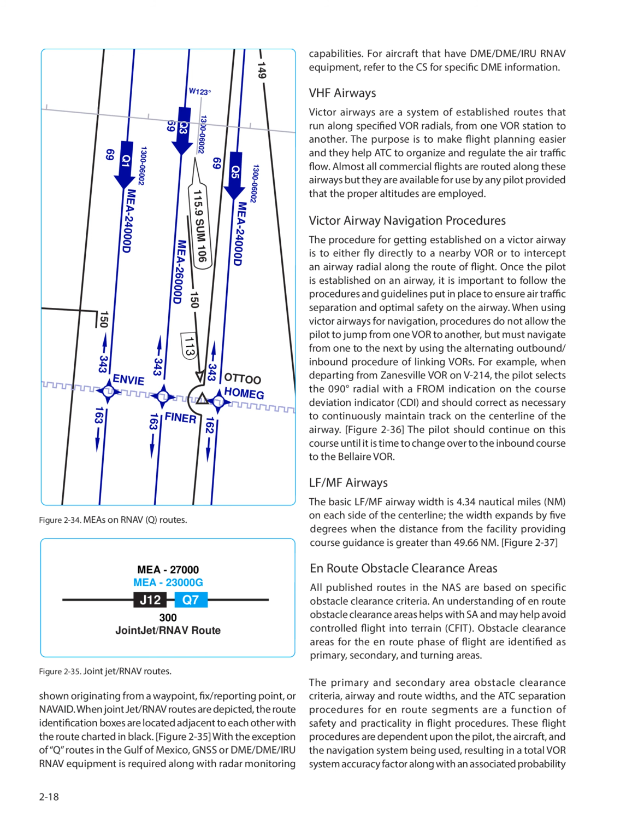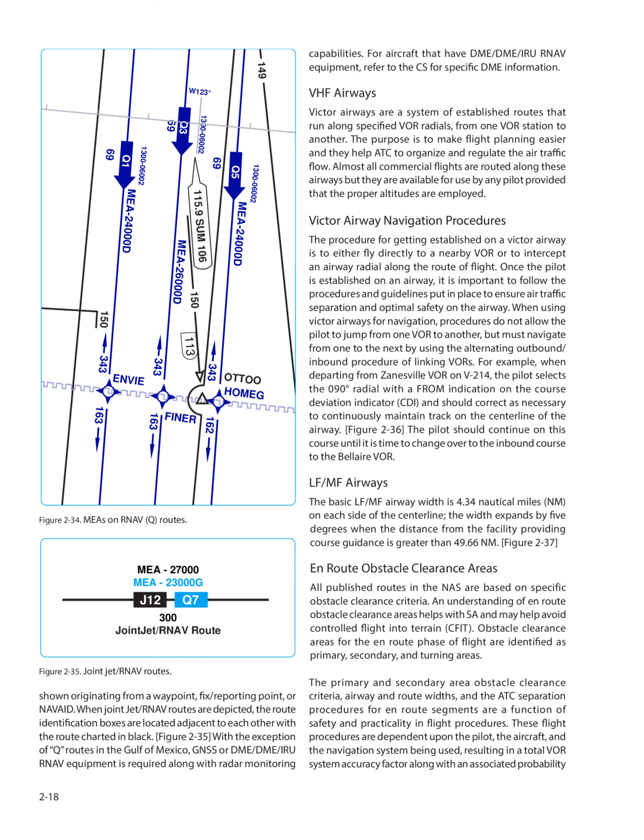Victor Airway Navigation Procedures. The procedure for getting established on a Victor Airway is to either fly directly to a nearby VOR or to intercept an airway radial along the route of flight. Once the pilot is established on an airway, it is important to follow the procedures and guidelines put in place to ensure air traffic separation and optimal safety on the airway.